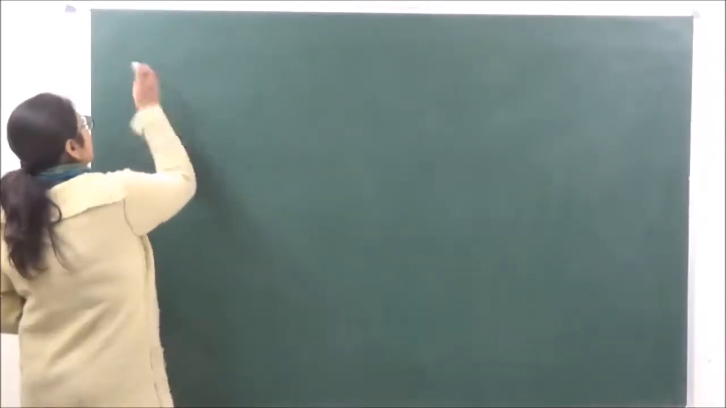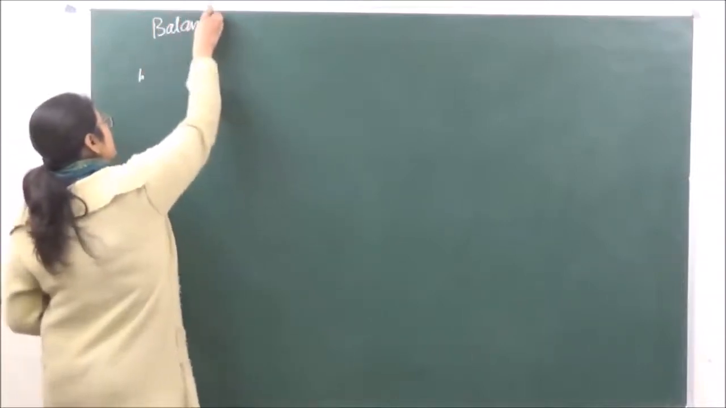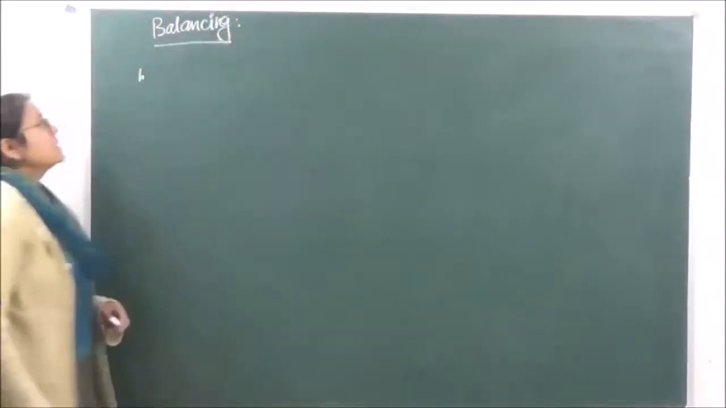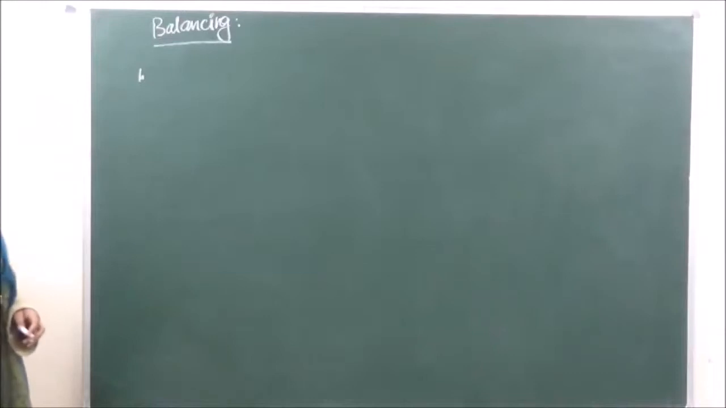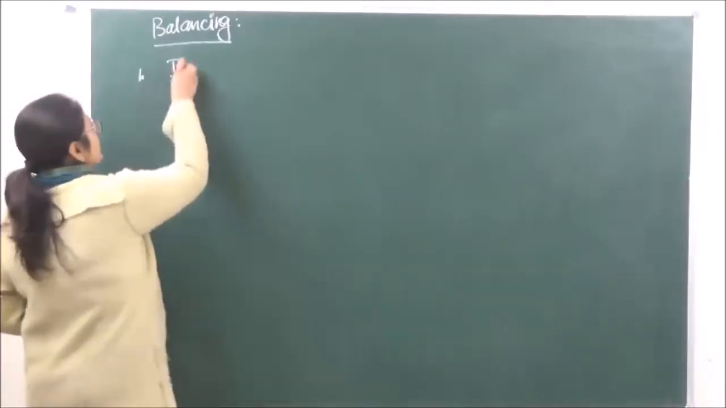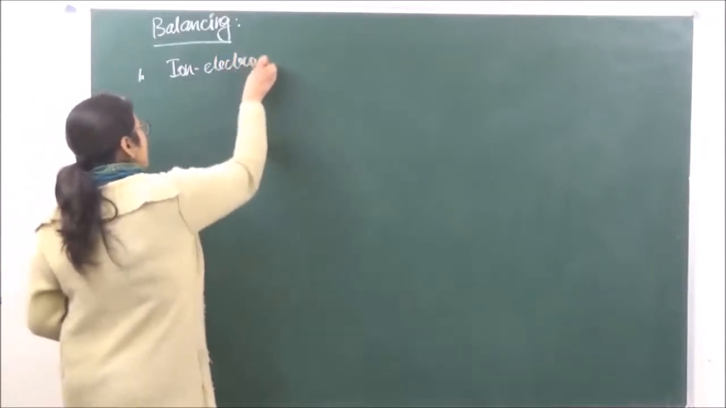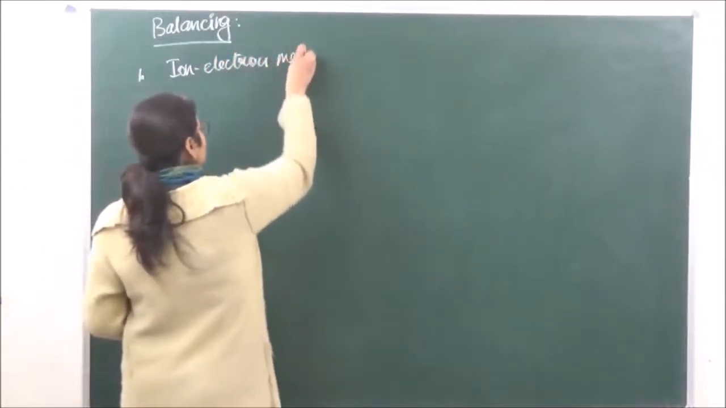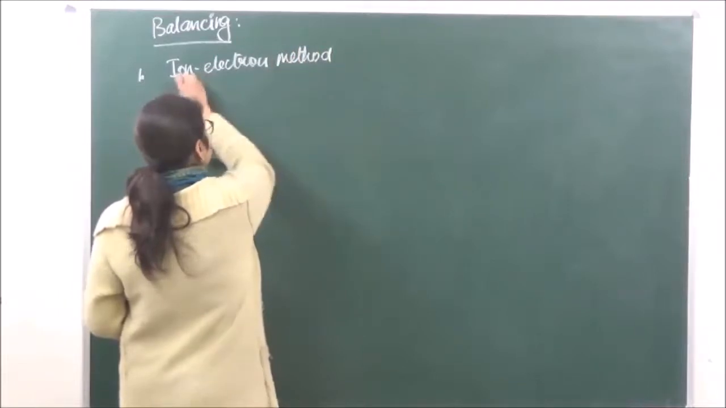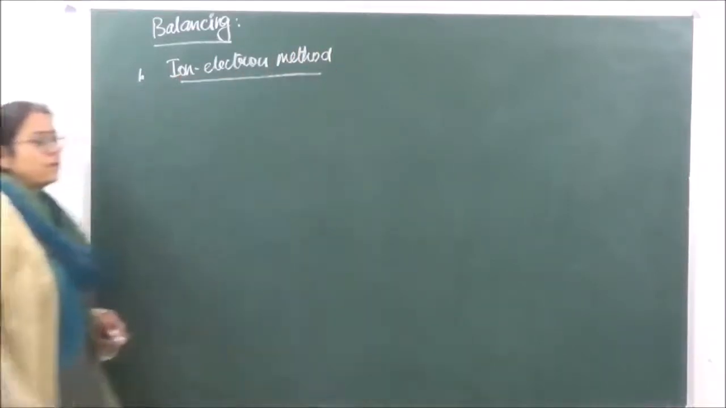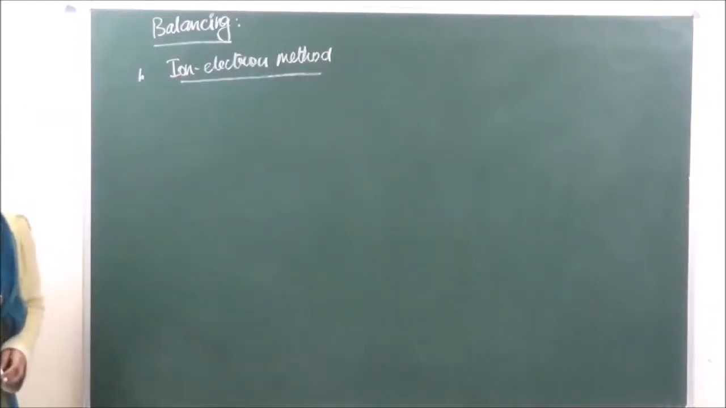The first method is known as the ion electron method. We have balancing of chemical equations. The first method which we have over here is known as the ion electron method. Now what is the ion electron method?